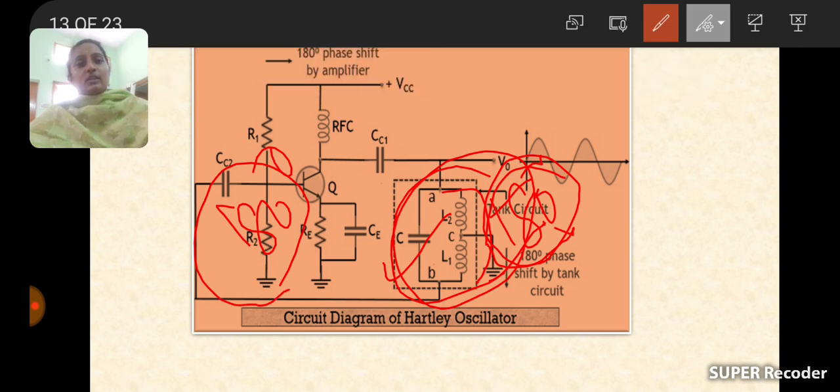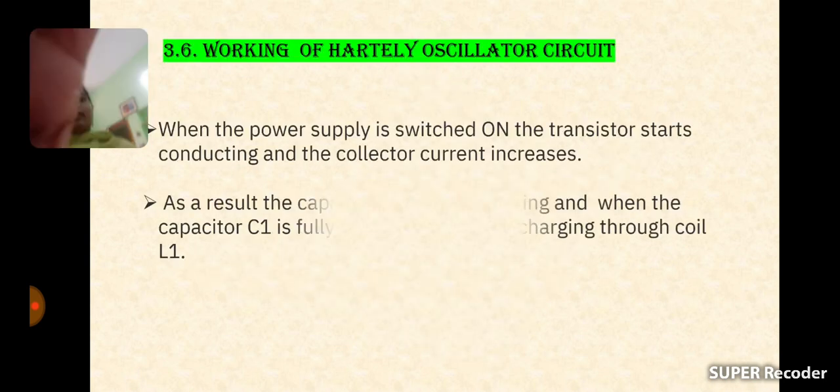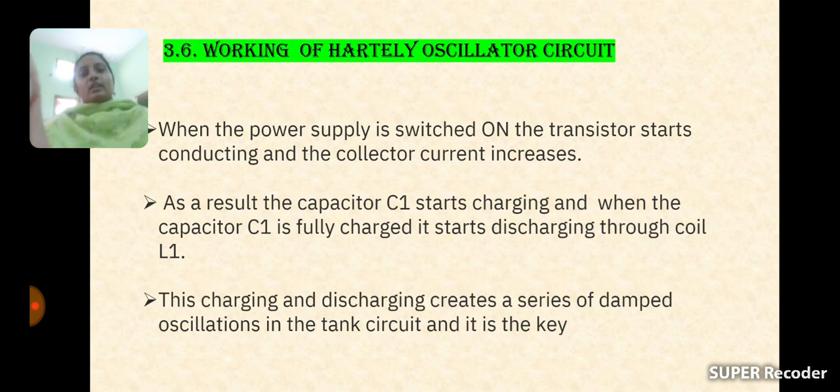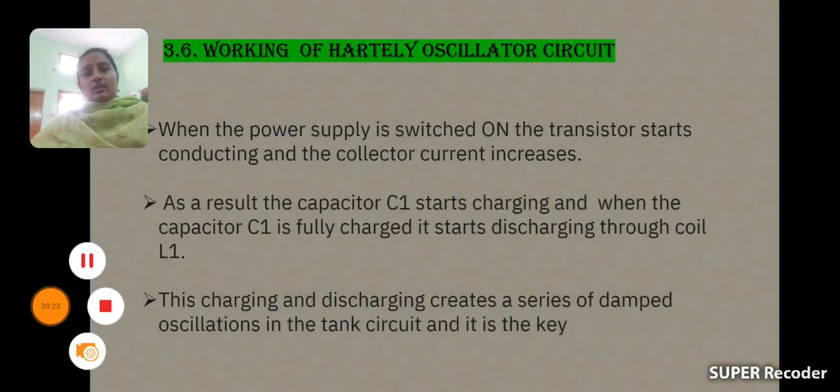So the total phase shift around the circuit is how much? 360. Now the circuit starts oscillation, meaning now it is able to produce oscillation. So I already explained, but once more I would like to read the slide.